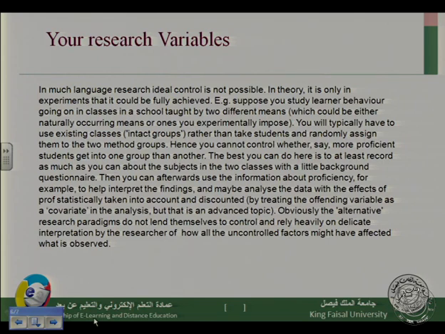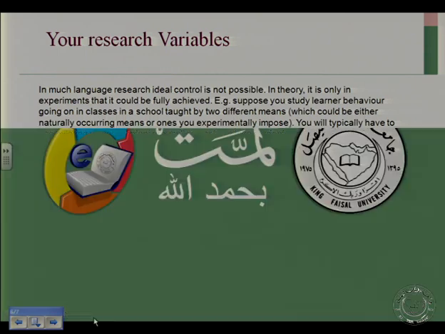Obviously, the alternative research paradigms do not lend themselves to control and rely heavily on delicate interpretation by the researcher of how all the uncontrolled factors might have affected what is observed. Yes. So at the end, you would say, well, there are some uncontrolled variables that might affect my result, and you need to admit this in your research.